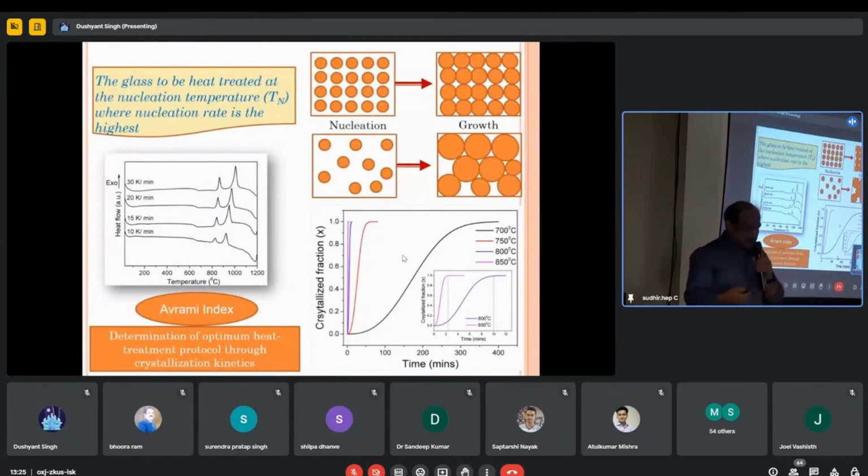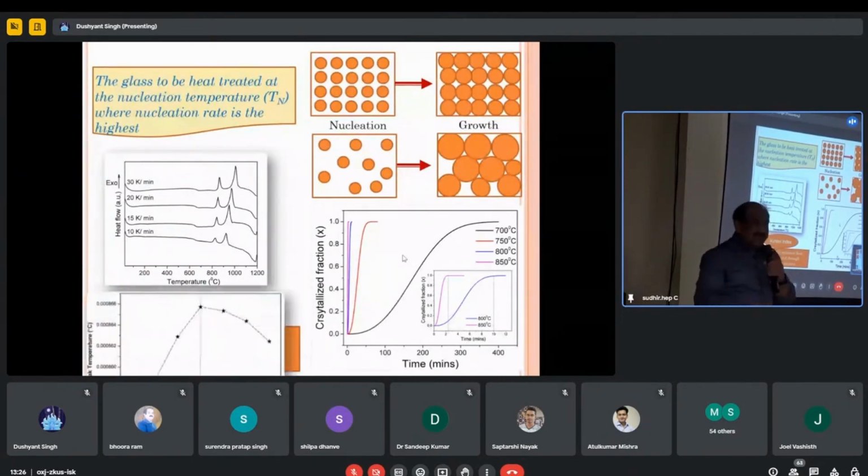So how do we actually do this? You have to ensure a large number of nuclei formed in the glass matrix. If you have a large number of nuclei, then the crystals will grow to a very small, uniform size distributed throughout the matrix. But if you have only fewer crystals, then your crystals will be much bigger and of dissimilar size, and the mechanical property will not be strong. So there are some techniques so that you can ensure that a large number of nuclei is formed.